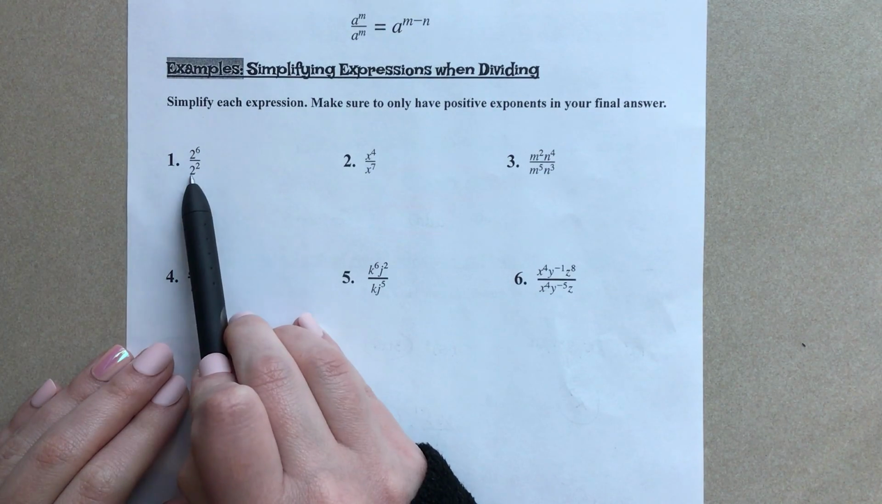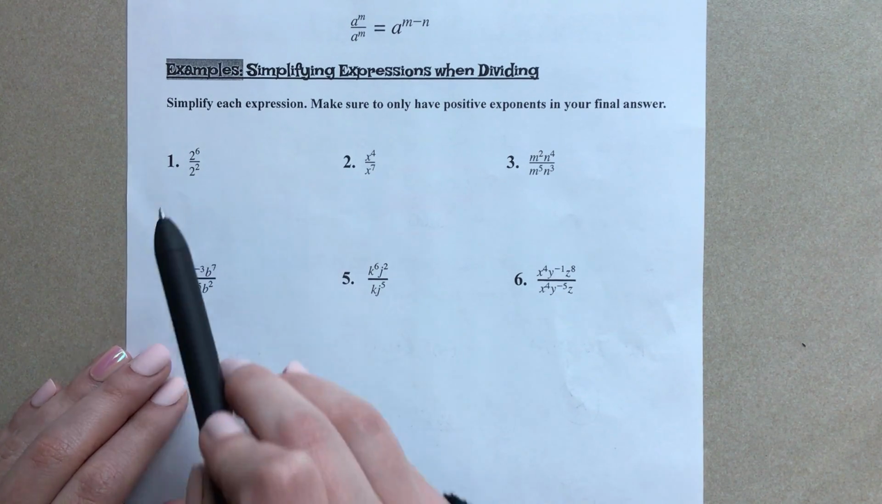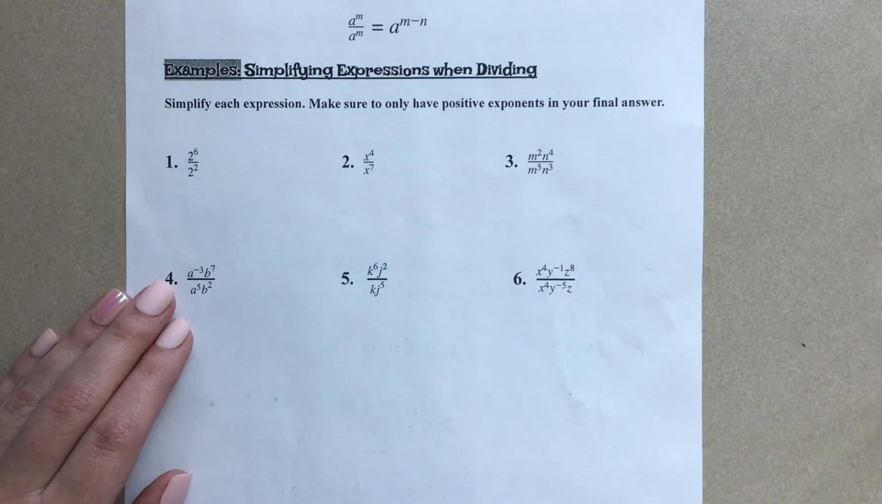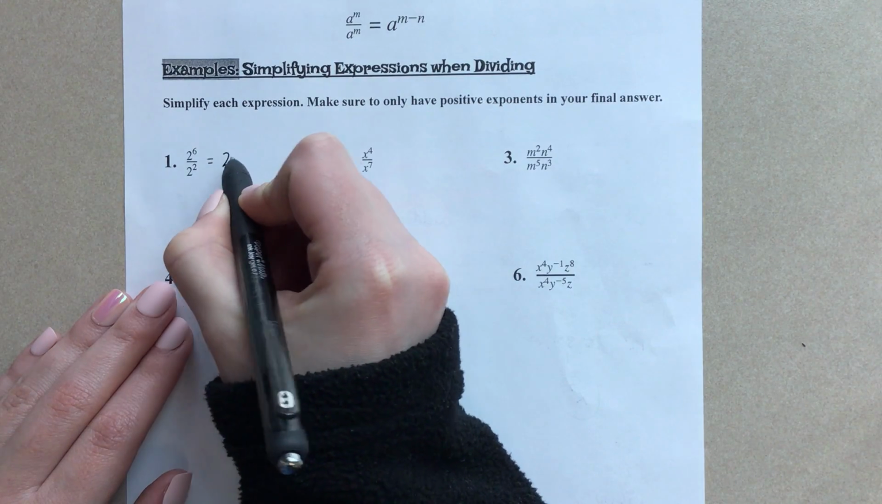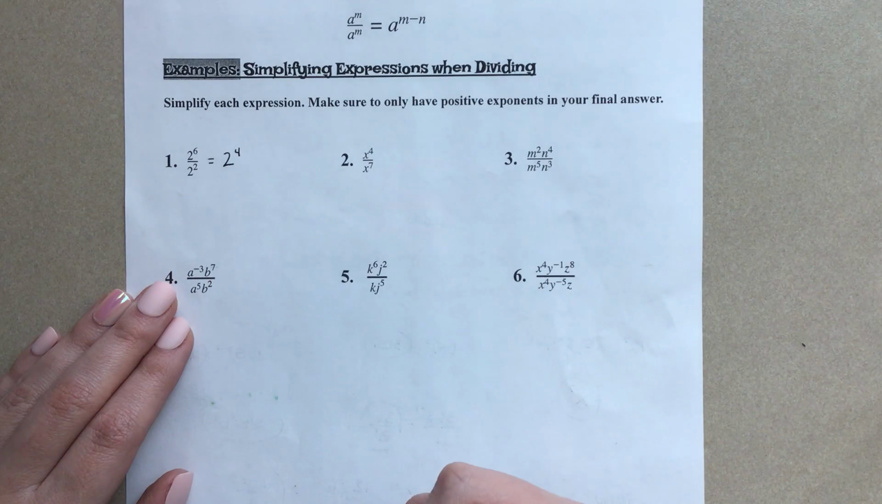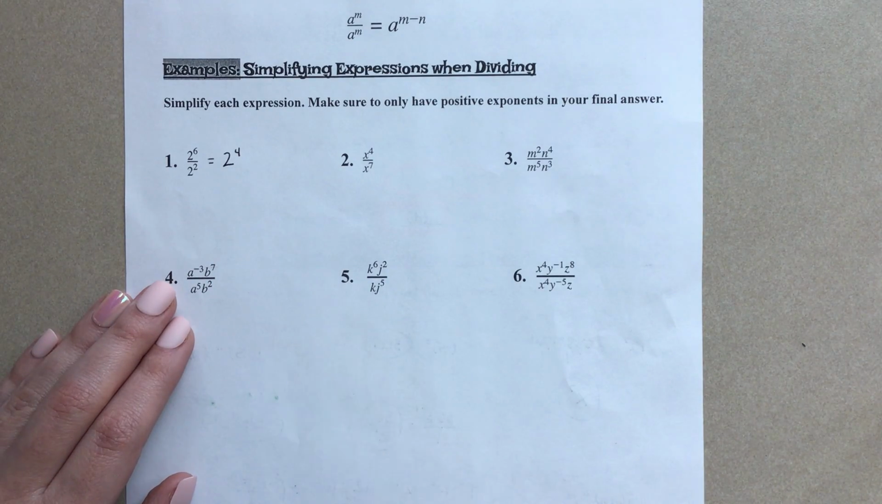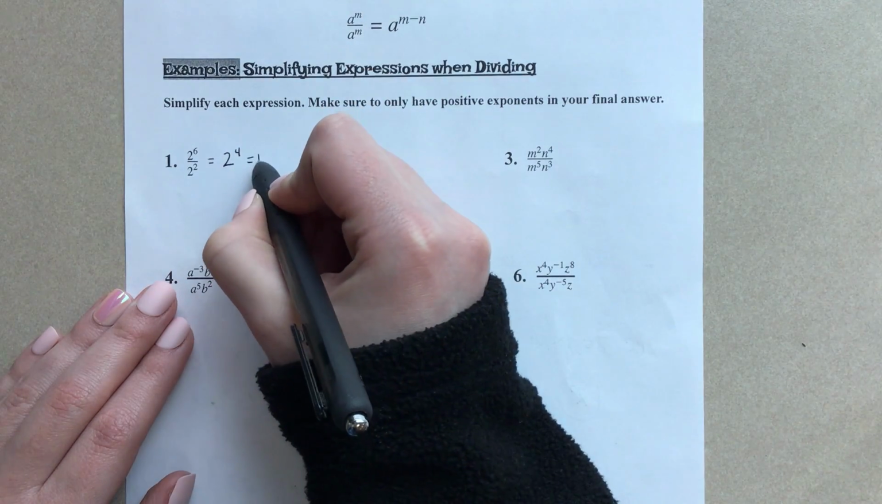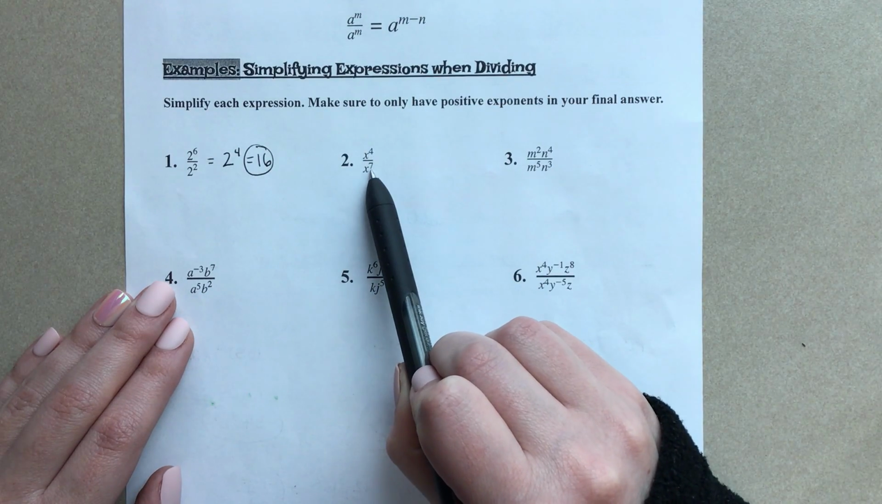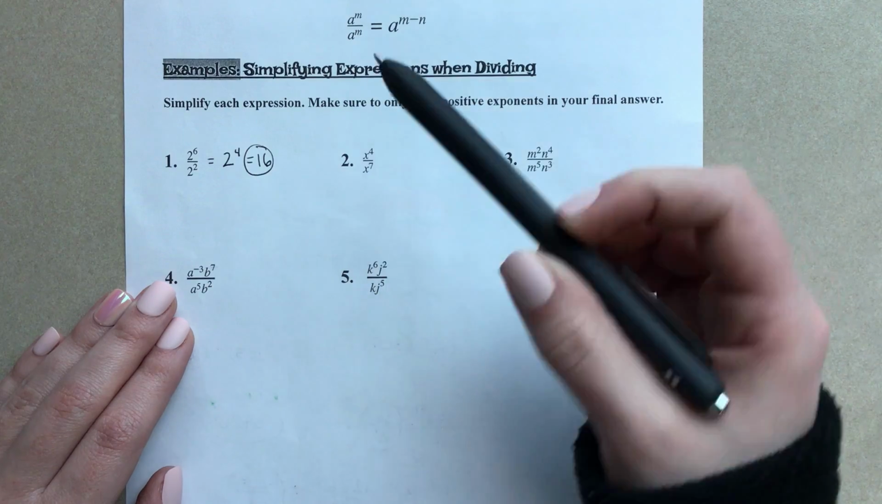Here I have 2 to the 6th over 2 to the 2nd. Okay, the 2 and the 2 match. Because the 2 and the 2 match, I'm able to subtract exponents. This is going to give me 2 to the 4th because 6 minus 2 is 4. The 2 is still staying the same. But what is 2 to the 4th? That is 16.